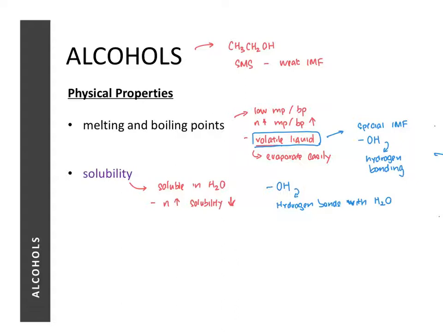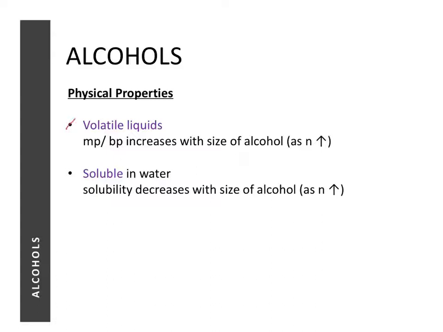So this is what I've mentioned. Alcohols are volatile liquids, the first few members. Boiling point and melting point increase as the size of the alcohol increases. They are soluble in water, and the solubility decreases with the size of the alcohol. Now, the explanations that I've mentioned, the hydrogen bonding, strictly is not in the O-level syllabus, but it's not too hard to understand. So if you can, please make an effort to remember it.